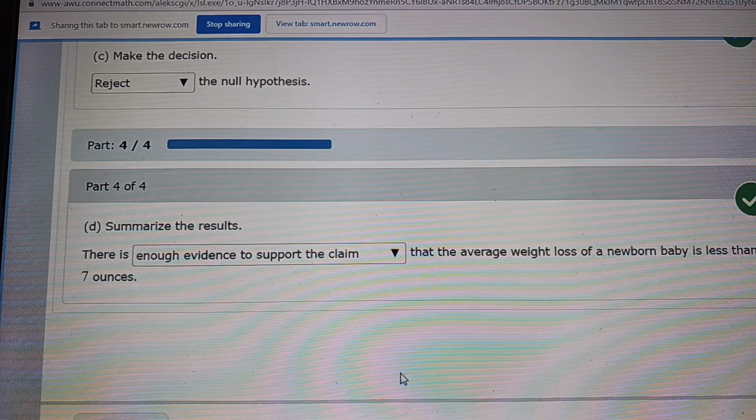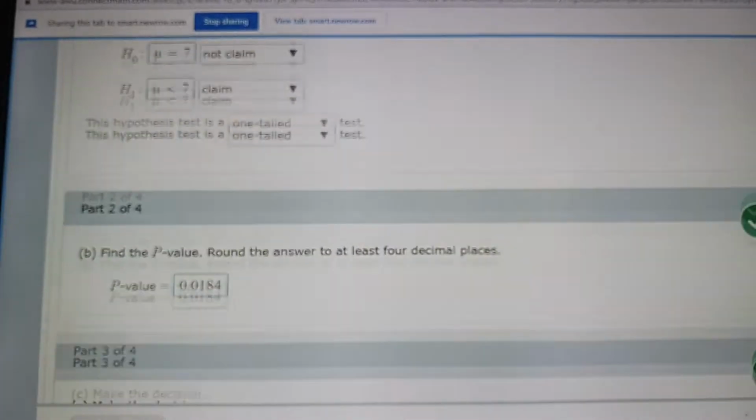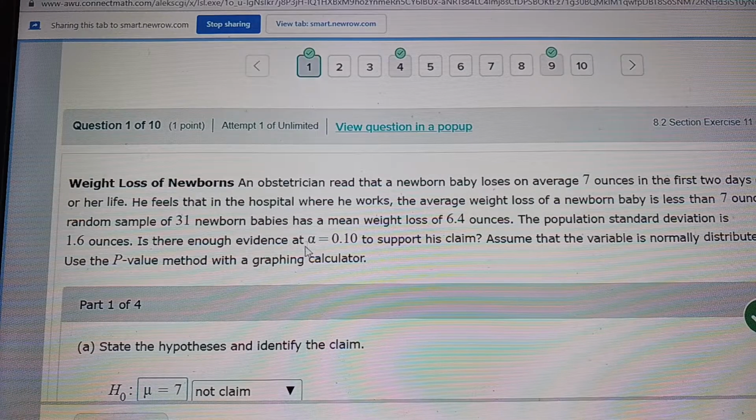But we could be making a type 1 error if we reject the true null. If the null turns out to be true and we reject it, that's a type 1 error, which does happen on occasion. And with a high alpha, the higher alpha gets, the more likely you are to make a type 1 error.